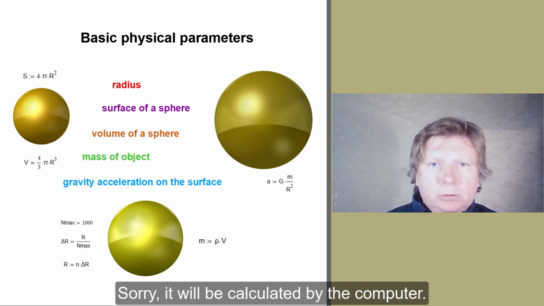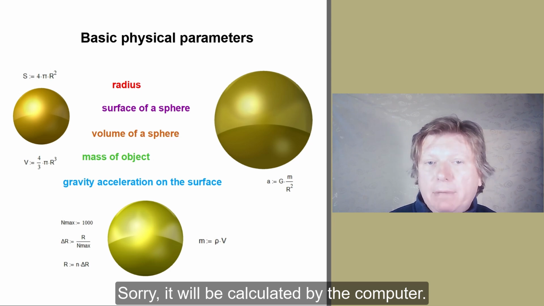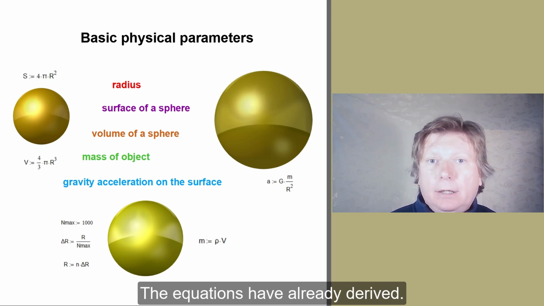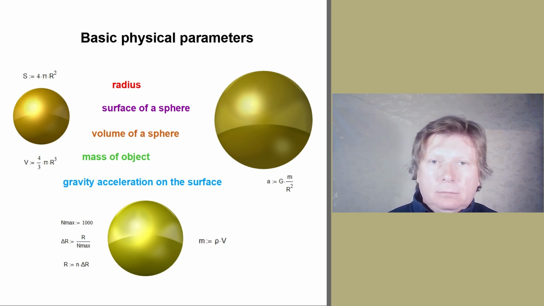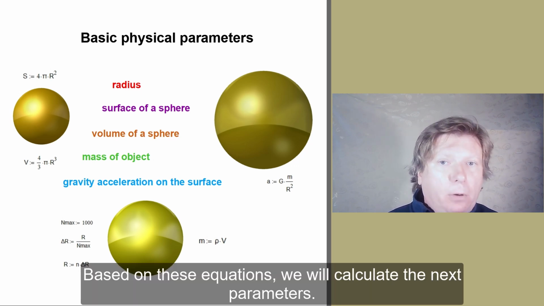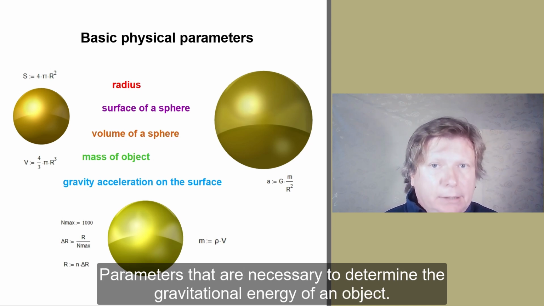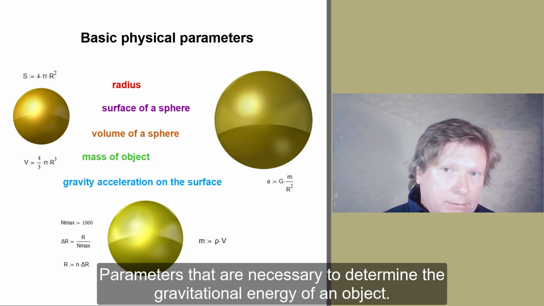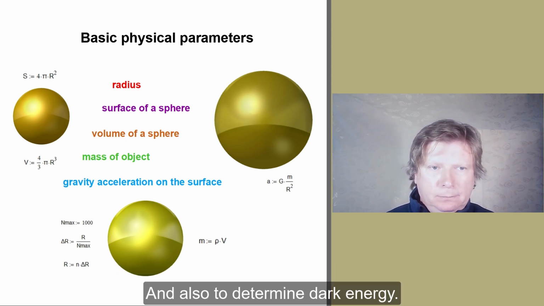Sorry, it will be calculated by the computer, but we have the equations derived, the mathematical or physical equations. Based on these equations, we will calculate the next parameters, the parameters that are necessary to determine the gravitational energy of an object, and also to determine dark energy.